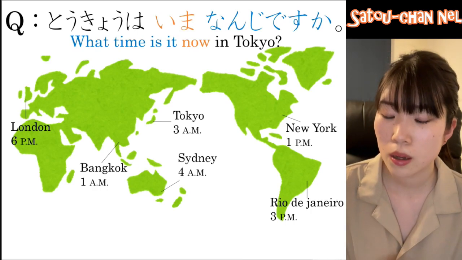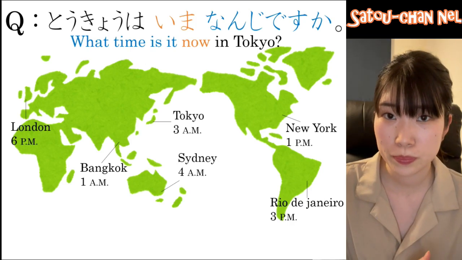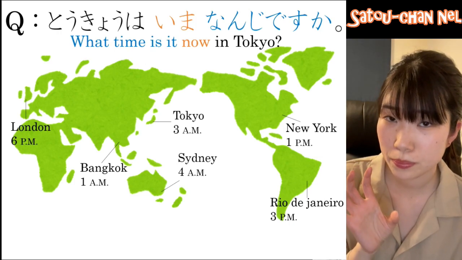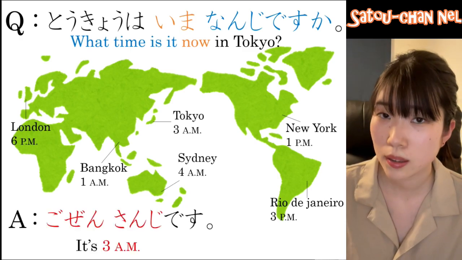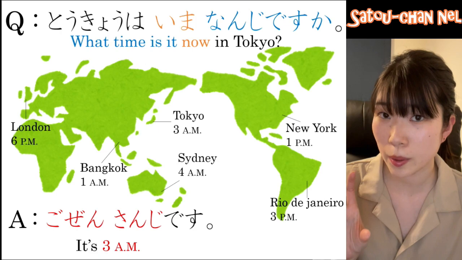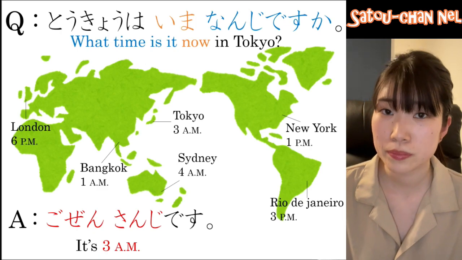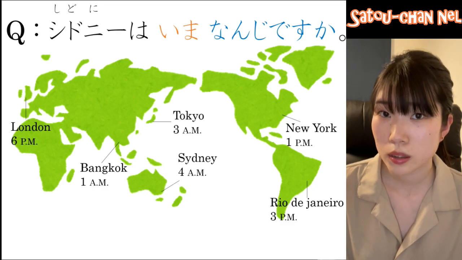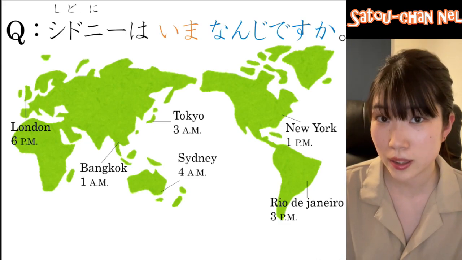In Tokyo, it's 3 a.m. How do you say it's 3 a.m.? You have to say a.m. first. 午前. And then 3 o'clock. So the answer is 午前3時です. 午前 a.m., 3時です, 3 o'clock. シドニーは今何時ですか? Please answer the question.